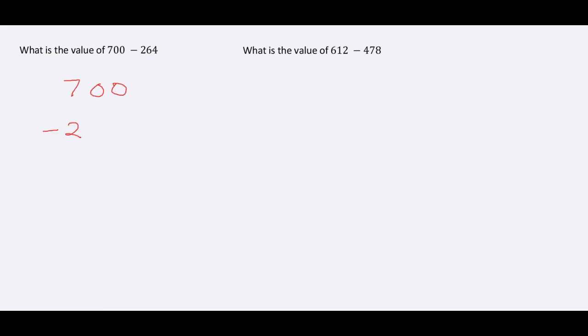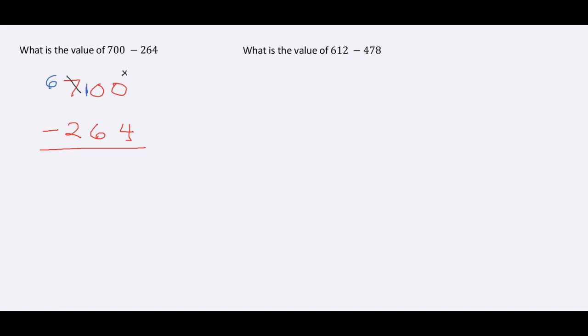Now we have 700 minus 264. Now we arrange these two numbers vertically, and then we start from the rightmost column. 0 minus 4, we can't do that. So we're going to go to the column on the left. We also have a 0 there, so we really cannot do that. So what we're going to do is we're going to come here first, and we're going to subtract 1, and we're going to have 6, and then we're going to put that 1 right here.